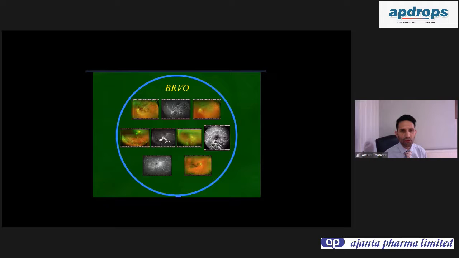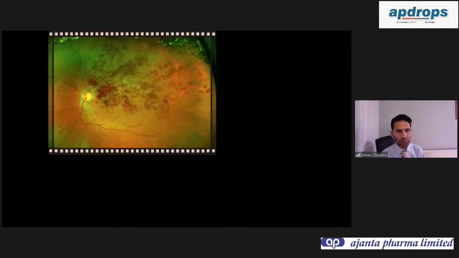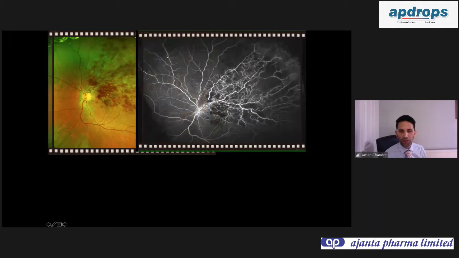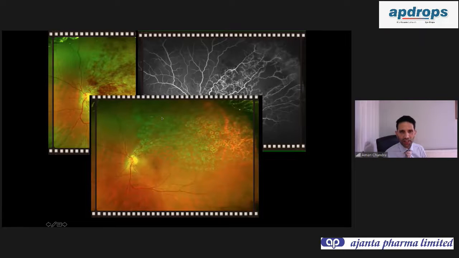I'll move on to branched retinal vein occlusions. Here's a classic picture of a branched retinal vein occlusion. You can see the hemorrhages over the macula and the temporal part of the retina. Wide-field fluorescein angiography, however, can show you, although there's no neovascularization as yet, there's lots of areas here where there's poor blood flow or retinal ischemia. And this can then indicate that you might need to do pan-retina photocoagulation and maybe direct you as to where to apply the laser.